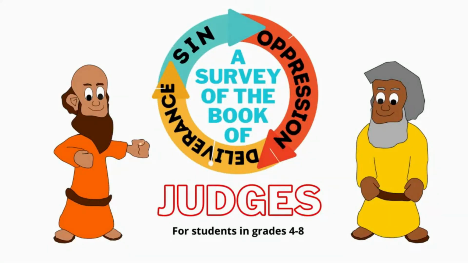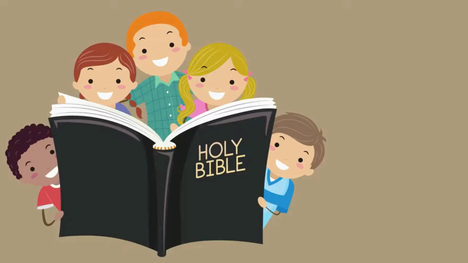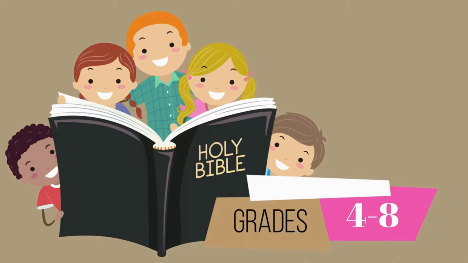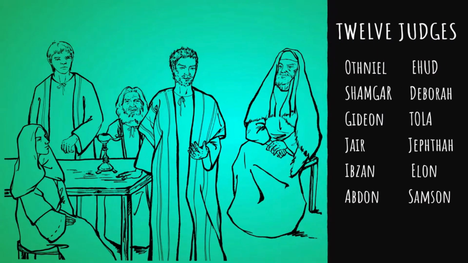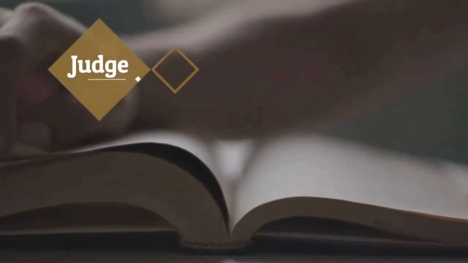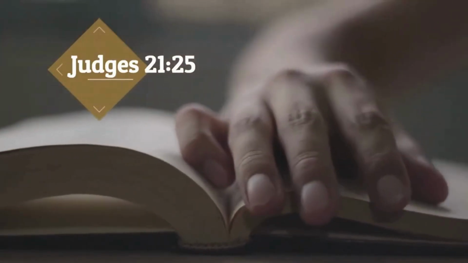This 3-lesson survey of the book of Judges was written for students in grades 4 through 8 who are ready for a deeper dive into how God called 12 men and women to deliver Israel from those that oppress them. The spiritual climate in which these judges served is summarized in chapter 21, verse 25.